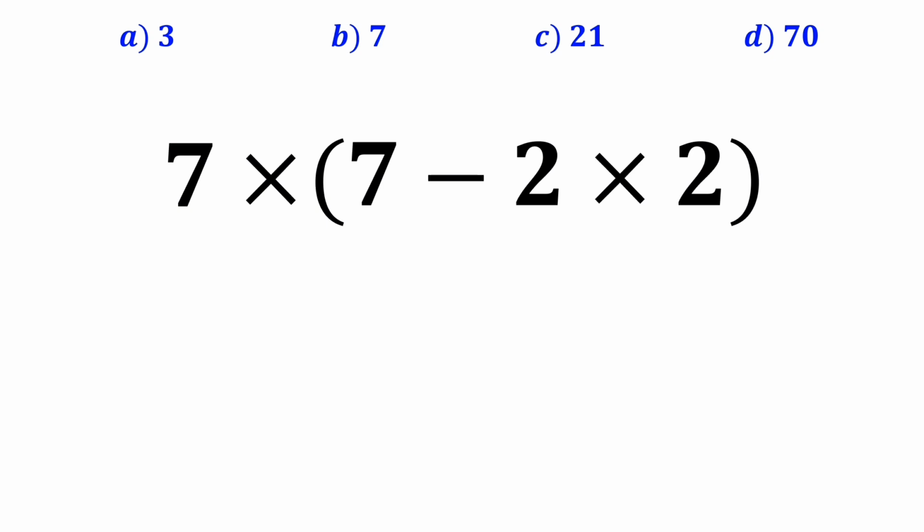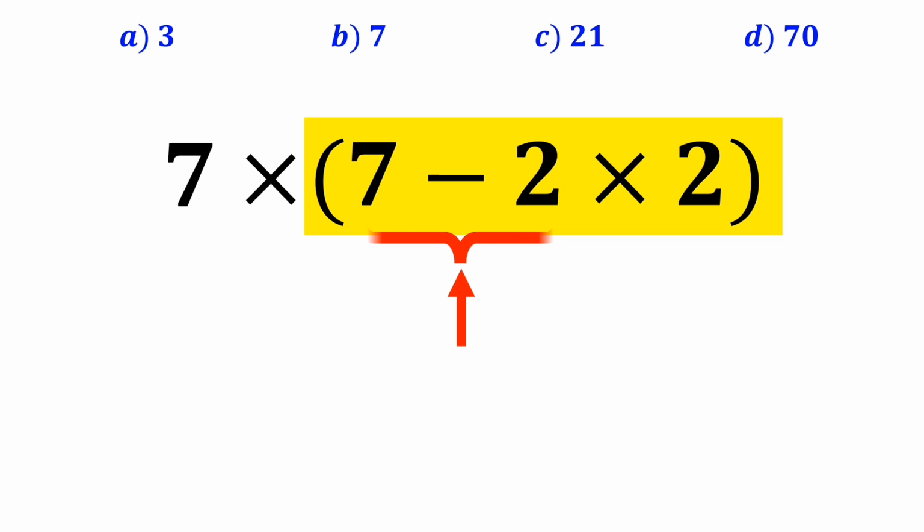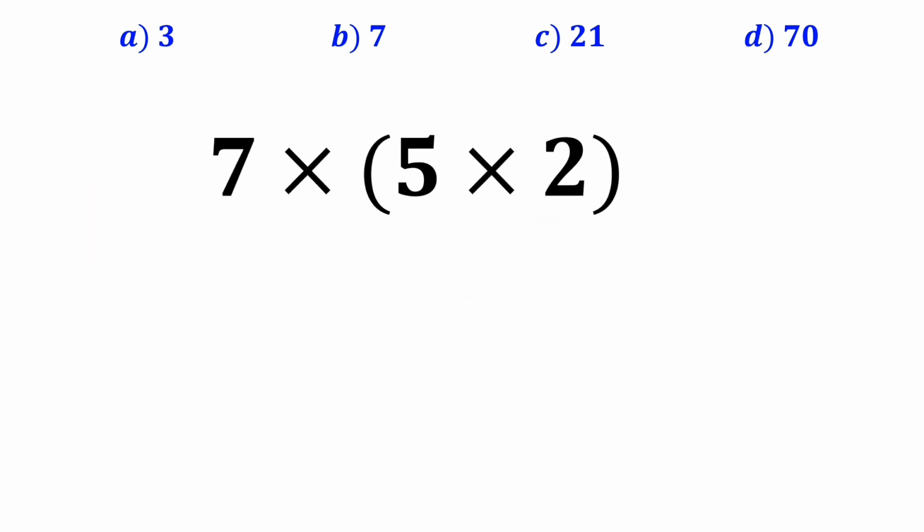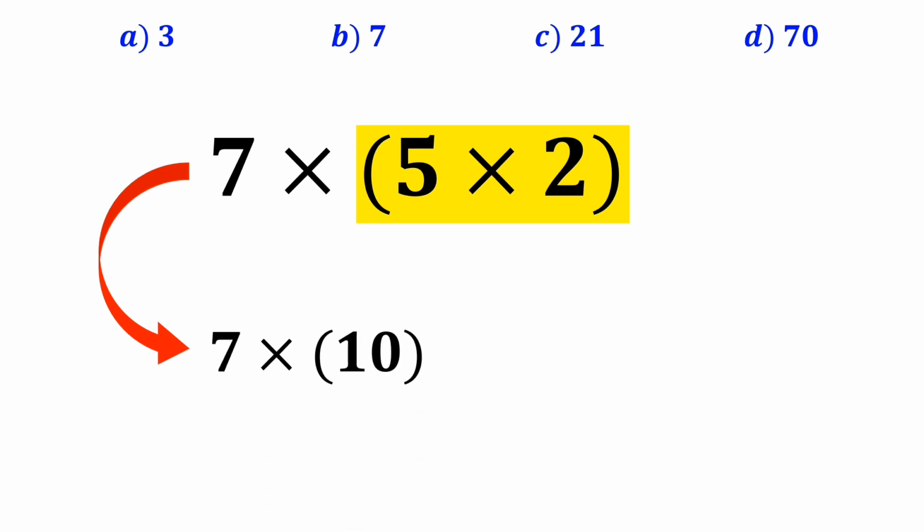Most people, as the first step to solve this question, go straight to the parentheses, which I have highlighted in yellow, and start with the expression 7 minus 2. So it becomes 7 times (5 times 2). In the next step, they calculate the expression inside the parentheses, which is 5 times 2. So this expression simplifies to 7 times 10, and finally, they get the answer 70.